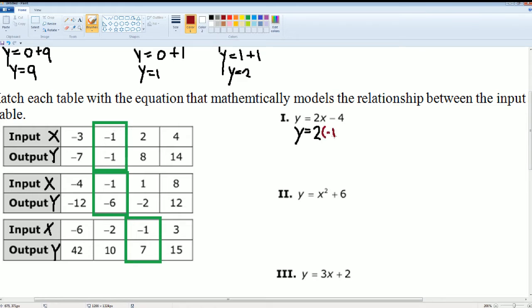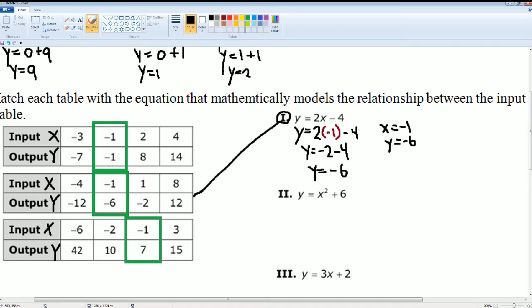Plug in here, -1. Minus the 4. What do you get? Y is equal. What is 2 times -1? -2. Minus 4. Plug this into your calculator. -2 minus 4, or you could say -2 plus -4, gets you -6. So which one had an input, right here, it seems like your x was -1 and your output was -6. Which one was that? It looked like it was this one. So we can draw an arrow connecting these two.